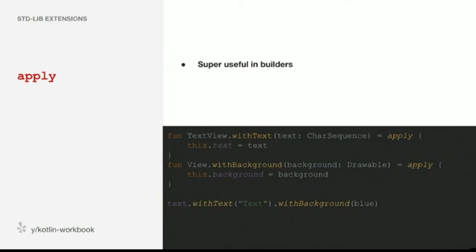So in this case, we're creating just two extension functions, one on the text view, one on the view, that basically allow you to set the text or the background of the view, and you return actually the same object on which you've invoked it. So in the first case, we'll return a text view. The second one will return the view itself, and we'll just set these things. So you can then use a with pattern to actually set the text view with some text and with some background, and you can chain these calls as long as you want.